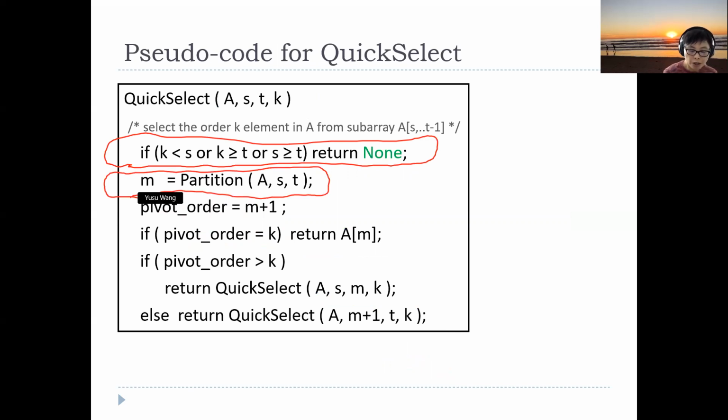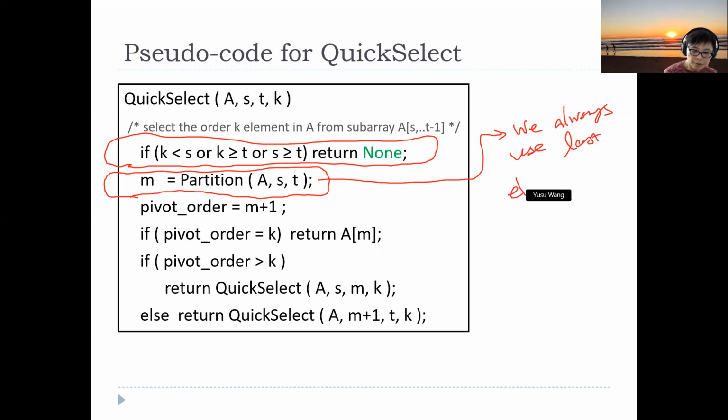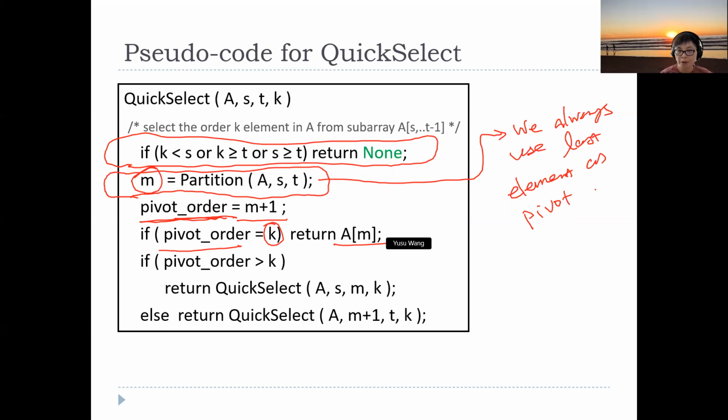Note that in the partition operation, we always use the last element as the pivot. After partition, the array is split into those smaller than the pivot and those bigger than the pivot, and m is the position of the pivot. The rank of the pivot is simply m plus 1, because the array indices have a shift by 1. So if the order we're looking for equals the order of the pivot, we're done, and we return it.